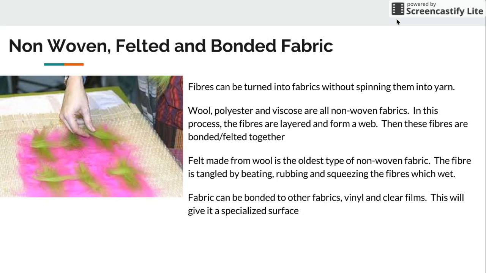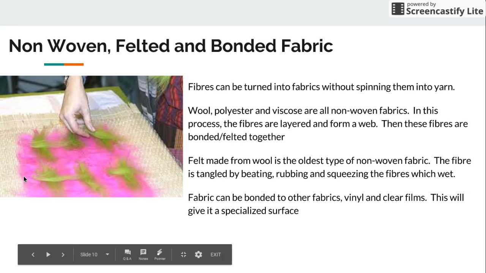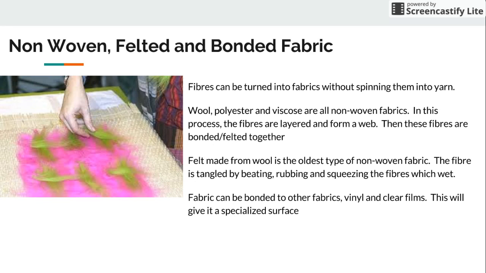Non-woven, felted, and bonded fabrics are things that aren't spun. Wool, polyester, and viscose aren't actually spun. Fibers are layered and they form a web, and then these fibers are bonded together. So you can see all the fibers here, and then they're going to tangle them together and kind of melt them together depending on what they're doing, and it will create a fabric. So felt made from wool is the oldest type of non-woven fabric, and the fiber is tangled by beating it and rubbing it and squeezing it while it's wet to make felt.